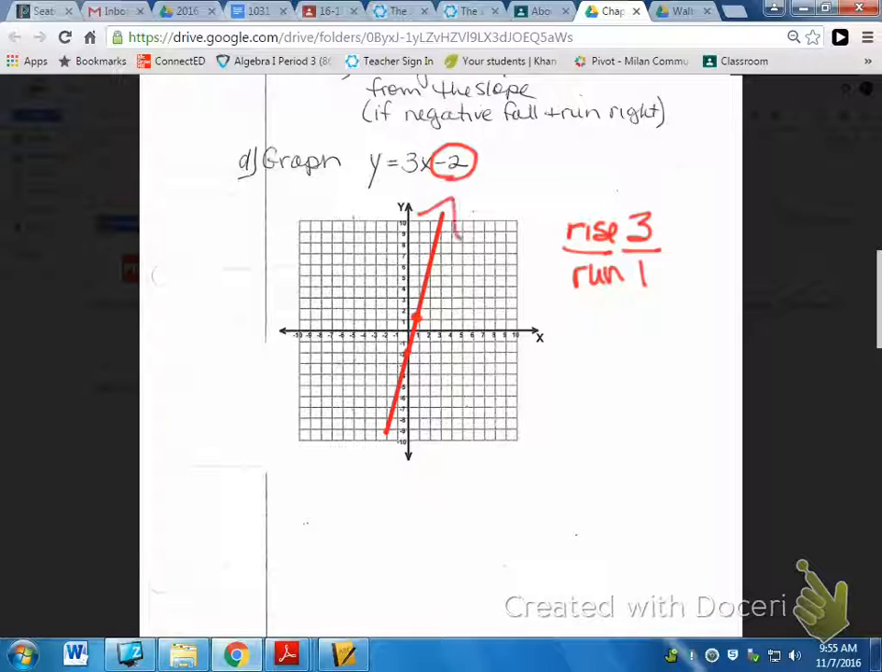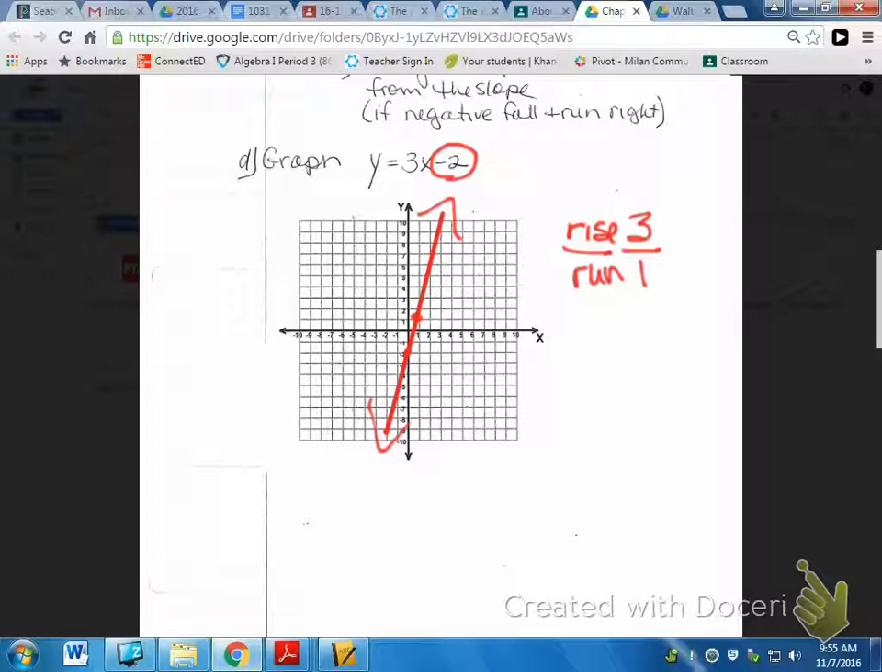Alright, and make sure you definitely put arrows on the end. That one would be really, really steep, but when it is a whole number like that, it is going to be really, really steep. Okay, so that is graphing using slope-intercept form. Does anybody have questions about that?